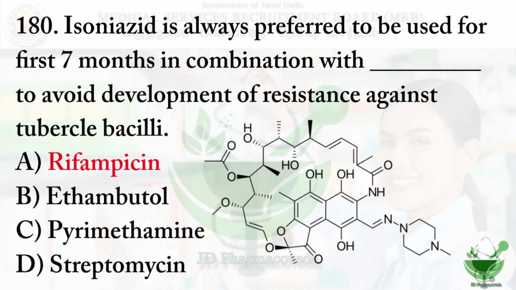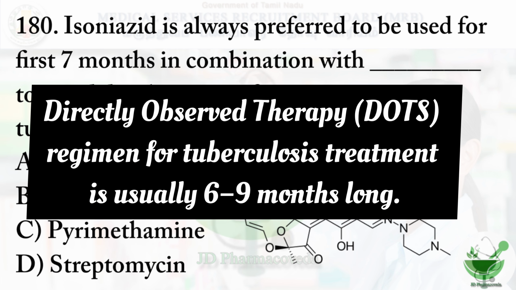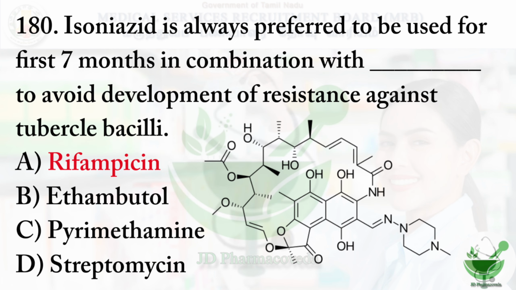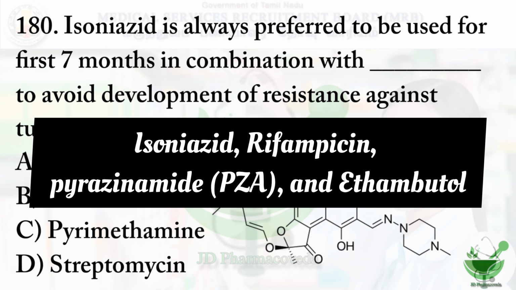For the treatment of TB, the therapy is known as DOTS, directly observed therapy. It takes up to 6 to 9 months of therapy. The main drugs which are used are isoniazid, rifampicin, pyrazinamide and ethambutol.